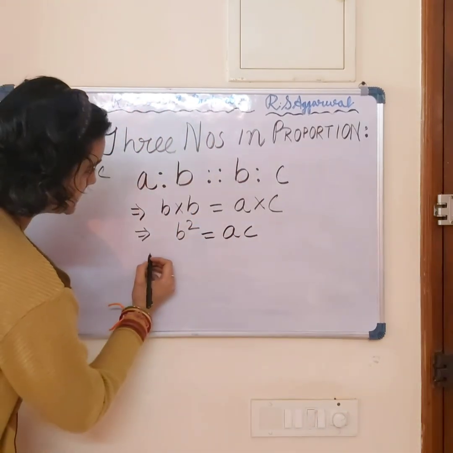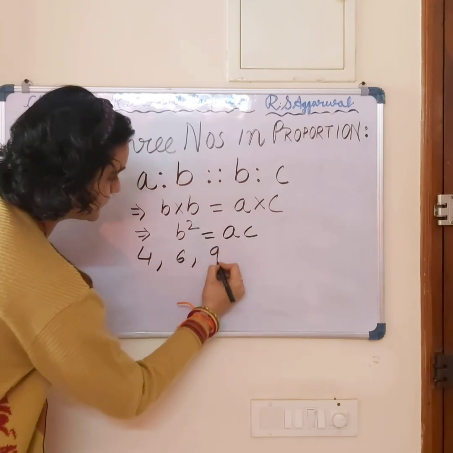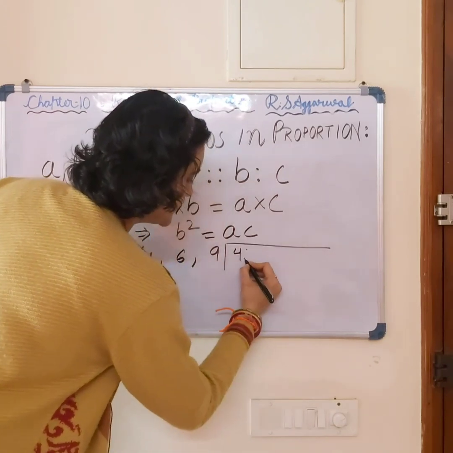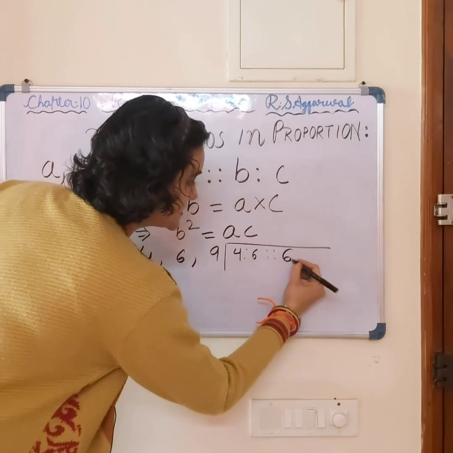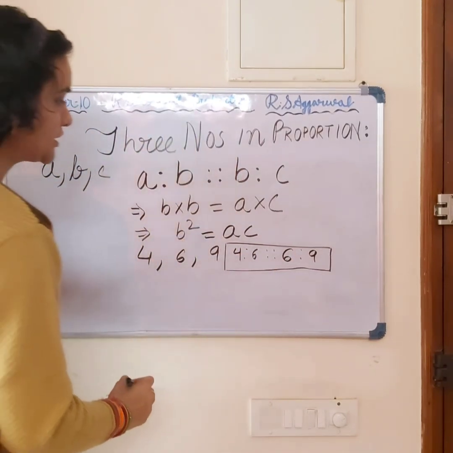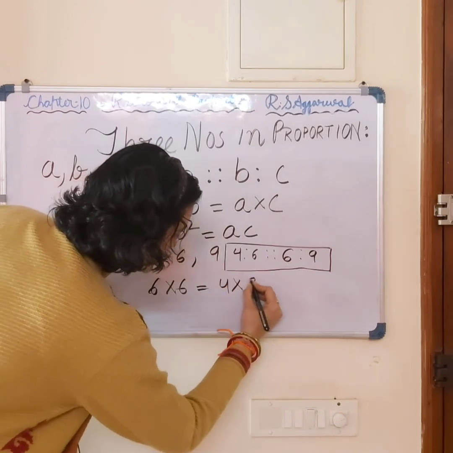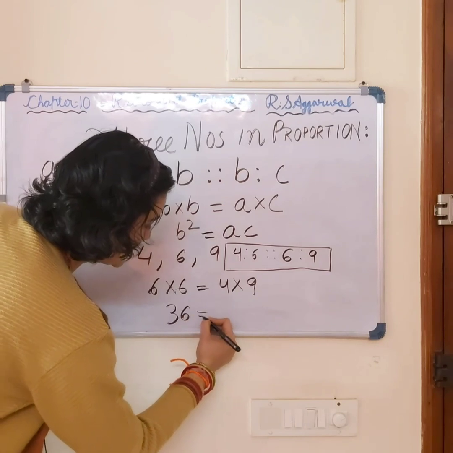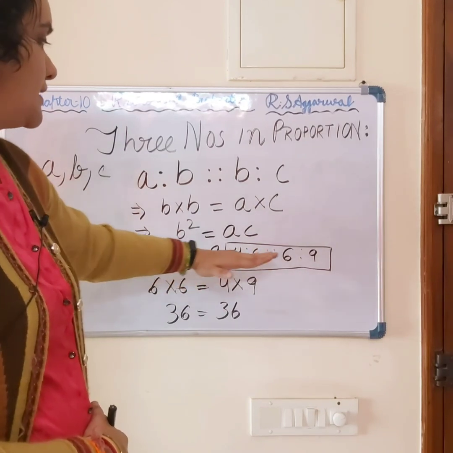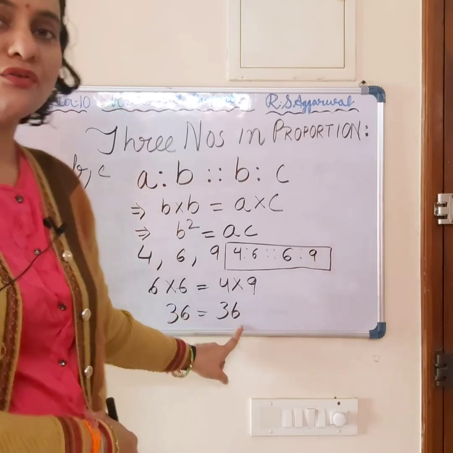Let the 3 numbers be 4, 6, 9. Now what will my proportion be? 4 is to 6 as 6 is to 9. This will become my proportion, right? Now what will be my product of means? 6 into 6. What will be my product of extremes? 4 into 9. So 6 into 6 becomes 36 and 4 into 9 becomes 36. So this is how we can see here 3 numbers. We established that these 3 numbers are in proportion because the product of means became equal to the product of extremes.